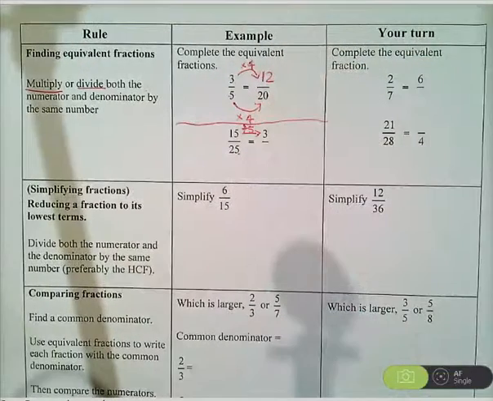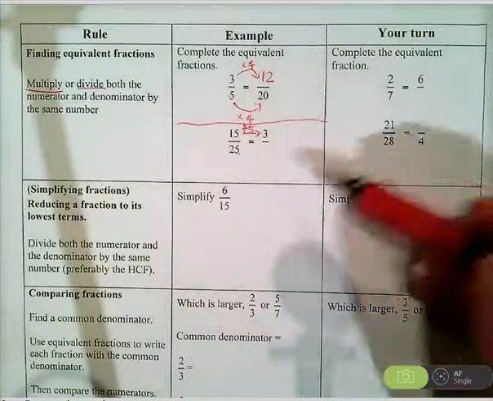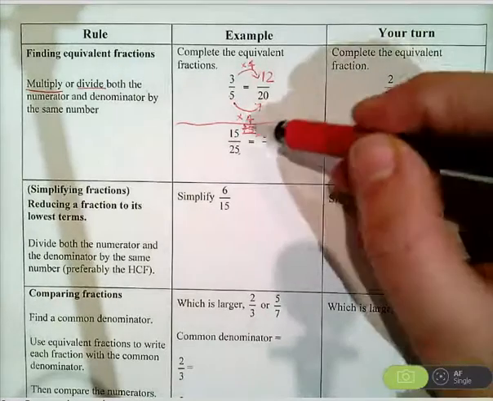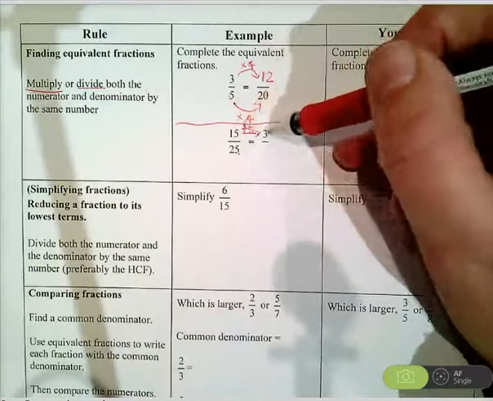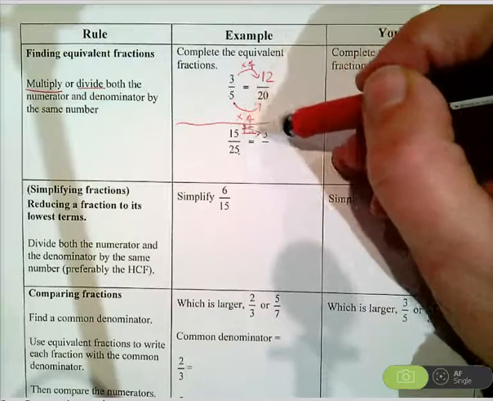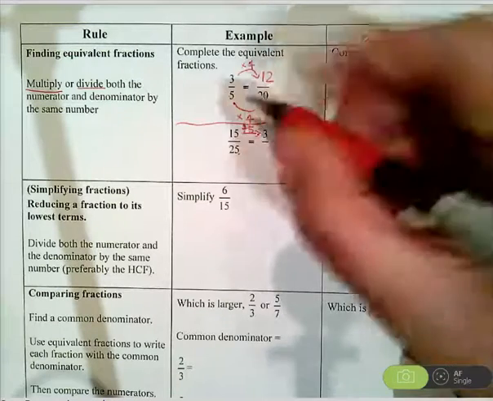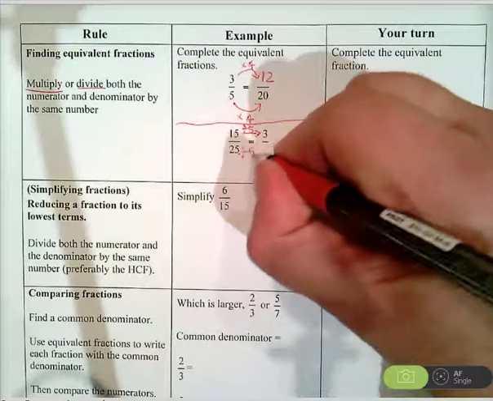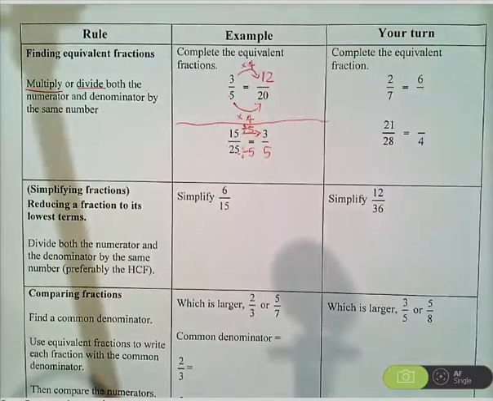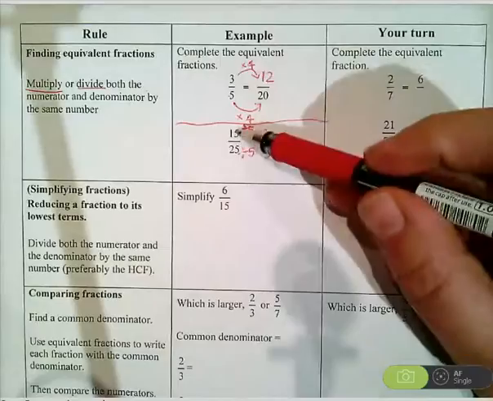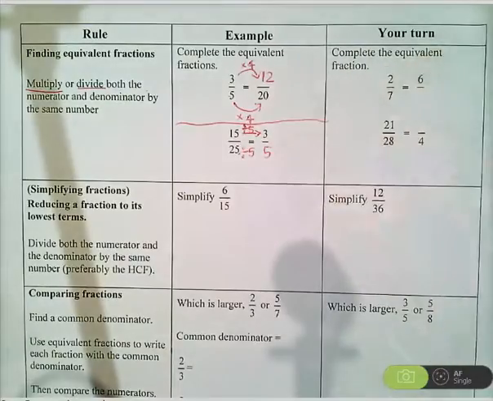Okay, sorry, I had to pause the video and restart it. So we say, how do we go from 15 to 3? So to go from 15 to 3, we would divide by 5. So therefore we divide the denominator by 5. And 25 divided by 5 is 5. So therefore 15 over 25 is equal to 3/5. Notice we did that by dividing both the numerator and the denominator by 5.